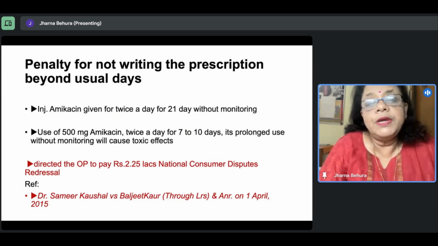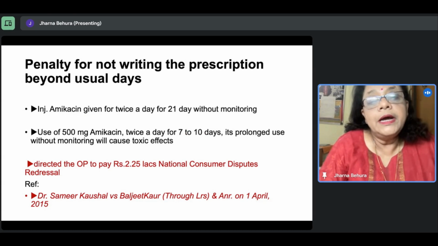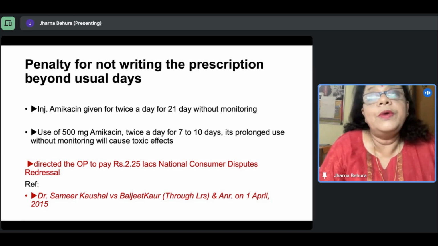Penalty for writing the prescription beyond usual days. This is the case of Sameer Kaushal versus Baljit Kaur. Mrs. Baljit Kaur was 69 years of age, suffering from diabetes and chronic renal conditions along with a stone. She suffered from UTI and was given injection amikacin twice a day for 21 days, despite complaining of hearing loss on the third or fourth day itself. After 21 days, she had completely lost her hearing and had a renal shutdown and had to undergo dialysis. So the court directed the OP to pay 2.25 lakhs in the National Consumer Disputes Redressal.